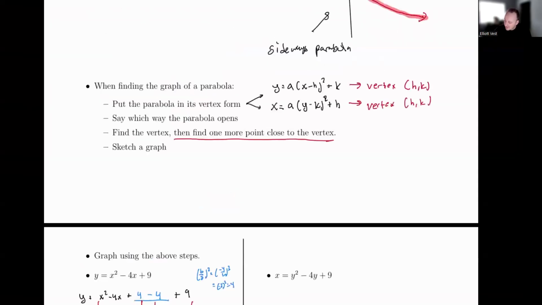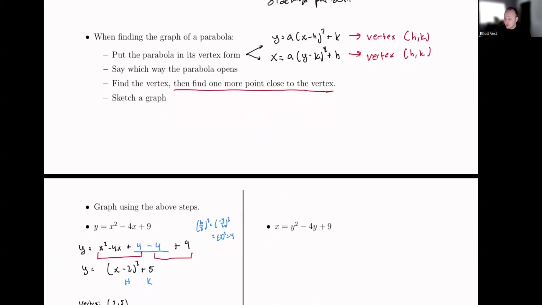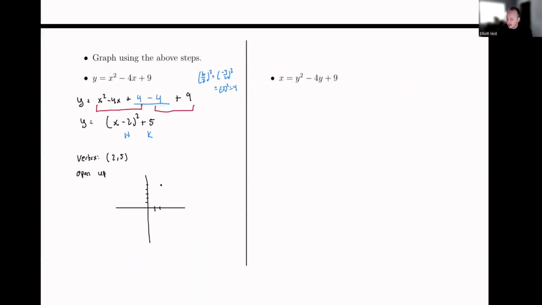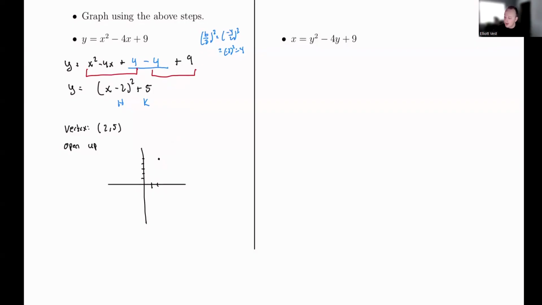Now, because I have this extra thing I need to do, which is find one more point that's close to the vertex, I'll do that. But I say from my perspective, that would be enough to create the graph already. But this just adds a little more accuracy into what your calculator or your homework system is going to want. So let's plot a point. We want to plot a point that is close to the vertex. Well, my x value is 2 for this vertex. Why not just choose an x value of 1 and see what happens?